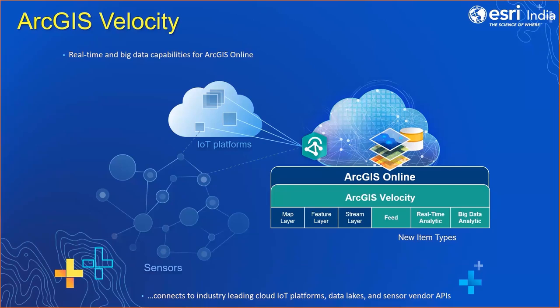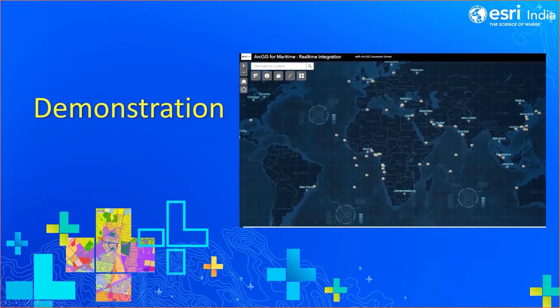ArcGIS Velocity is a subscription model, which also allows you to subscribe to ArcGIS Online and do an add-on licensing of Velocity, so that it allows you to connect to IoT platforms or AIS platforms, then do your big data analytics also on a SaaS platform as a subscription model. So these are two options available to bring your AIS data on board along with your maritime products, what Sarika was explaining to you. Now, after this, let me showcase some of these capabilities.